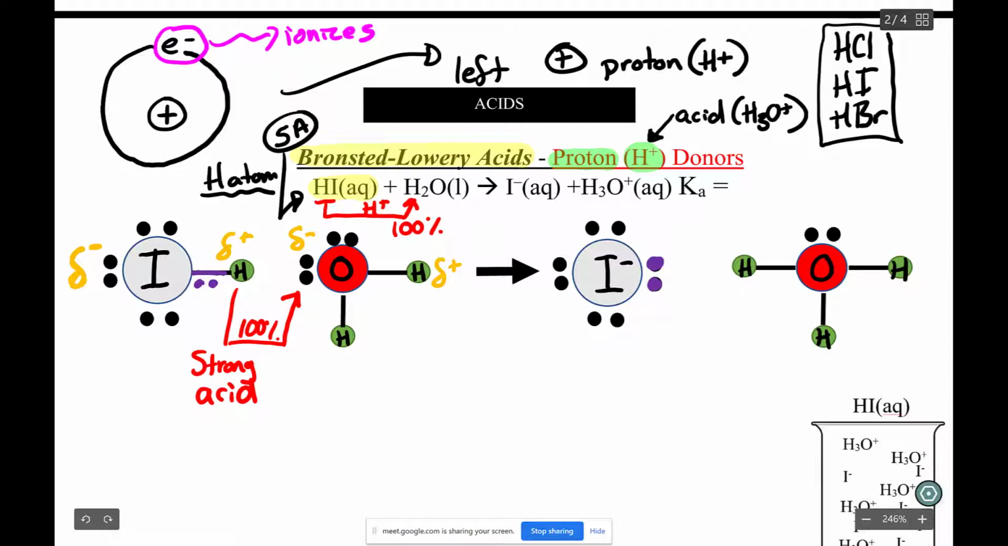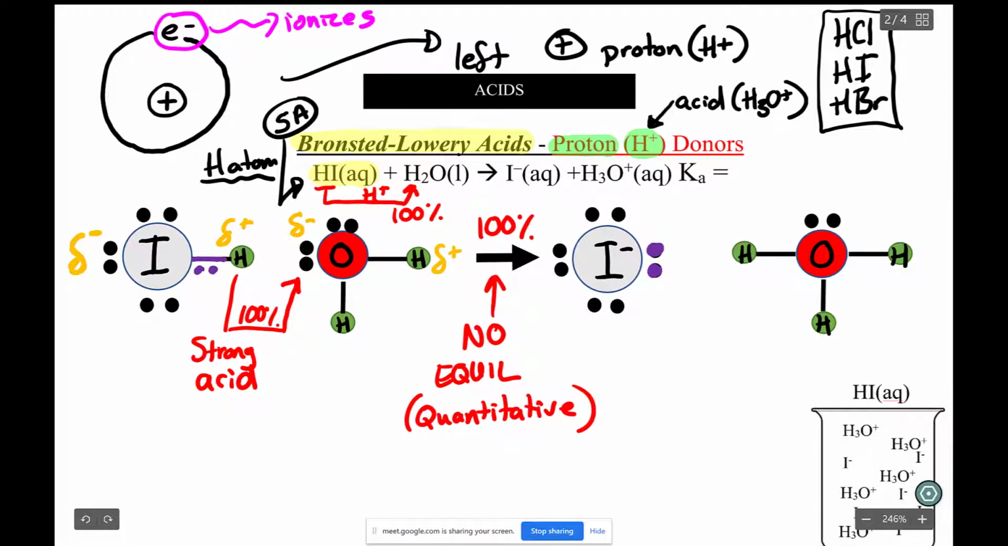And because of this, there is no equilibrium arrow because this is not in equilibrium. We would call this a quantitative reaction, which means it goes 100% forward. Now, if you're wondering, what does the Ka represent up here? Ks are used in equilibrium to represent how far forward this reaction goes. And because this is essentially 100% forward, this is really an infinitely large value.